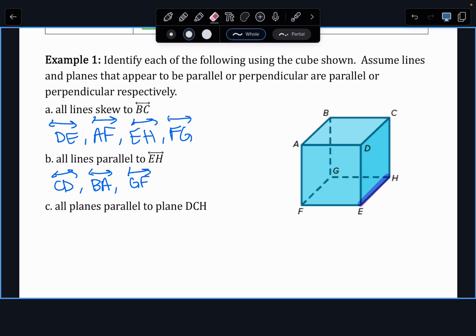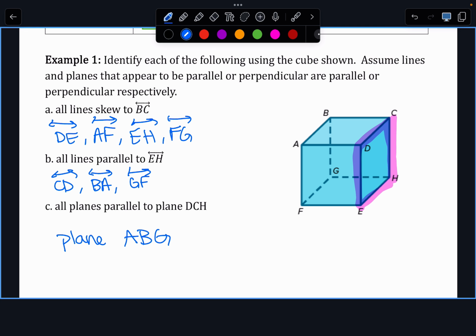Okay. Now, when we talk about parallel planes, if we talk about D, C, H, we're talking about this plane right here. How many planes are parallel? Only one, the one that's on the left side. There are a few different names that you could call this. I'm going to call it plane ABG. But remember, it only takes 3 letters to name a plane.